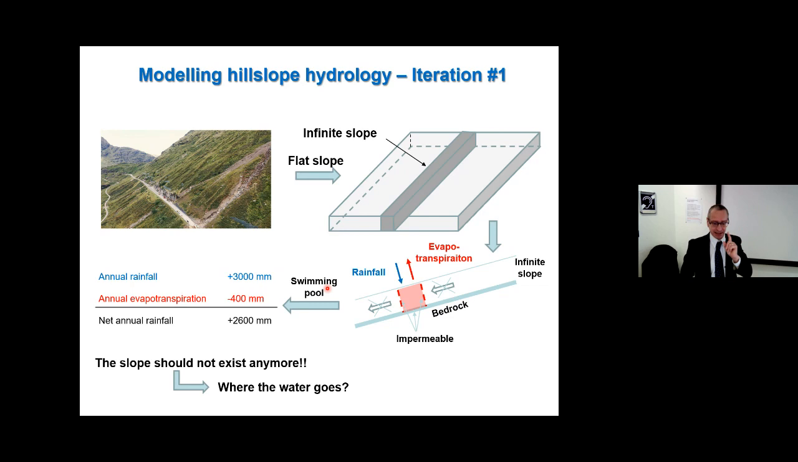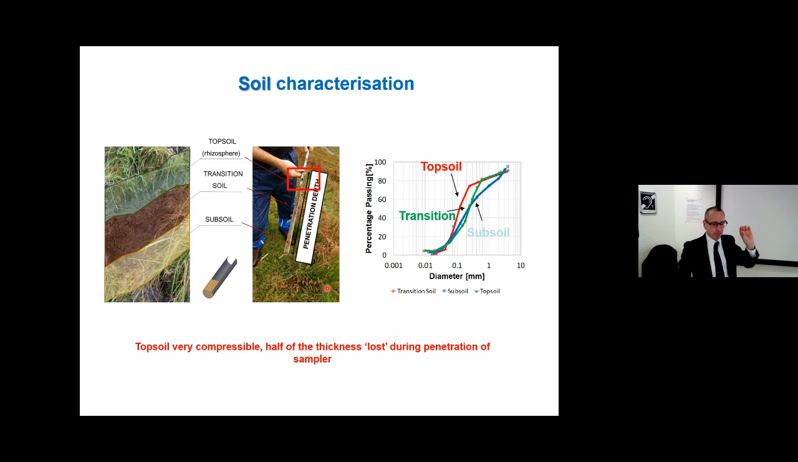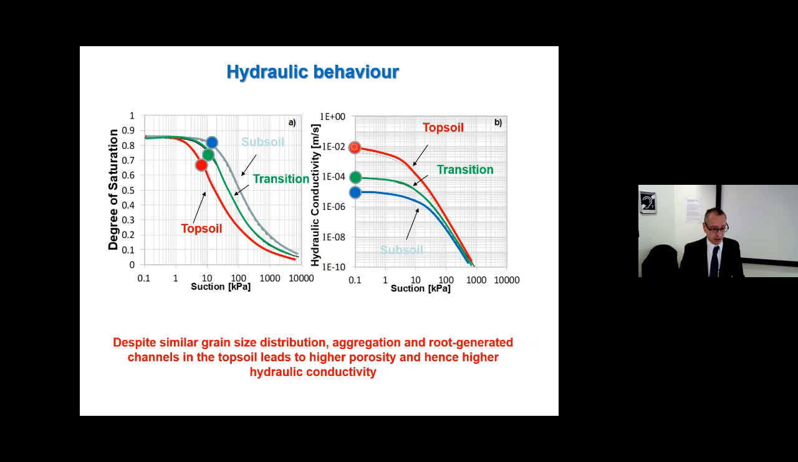Now, let's look at the grain size distribution. So you have the topsoil, you have a transition soil, and then you have the subsoil. When you do the grain size distribution, it is exactly the same. But if you look at the topsoil, it looks very compressible. You see visually very high porosity because the microbial activities and the roots are creating aggregation, which means that the measured hydraulic conductivity of the topsoil is much higher than the hydraulic conductivity of the subsoil.